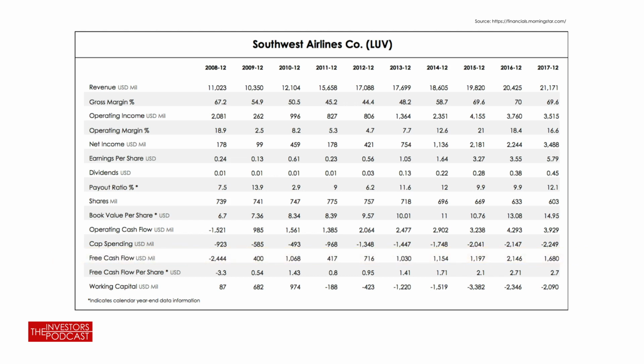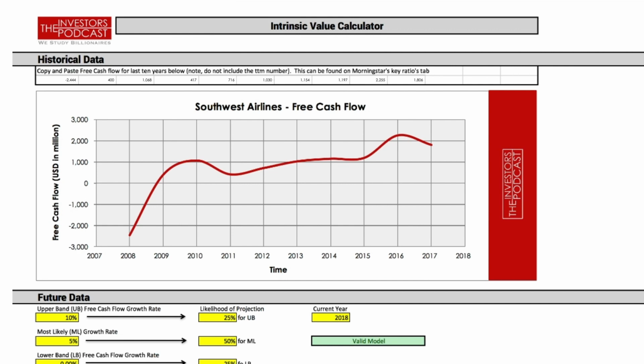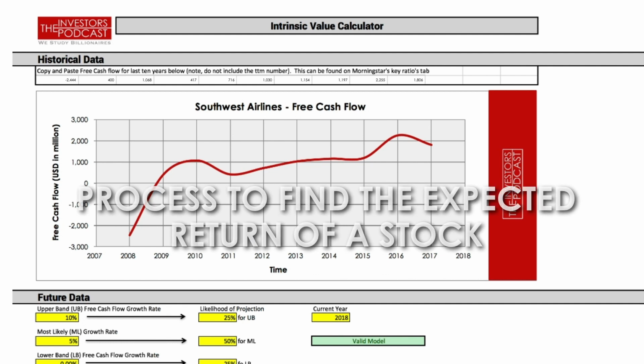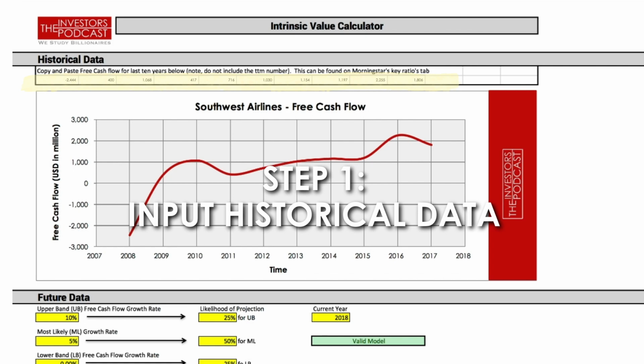Okay, so having all these numbers in mind, let's go into our intrinsic value calculator. This is a calculator we use here on the Masters podcast, and I'll be sure to make a link here to the video in terms of where you can find it and learn more about it. But this is more to show you what kind of process you can go through to find the expected return of a stock. The numbers that you see up here, that is the free cash flow that we talked about before, which is basically returned back to you as a shareholder. We are going to input our historical data.